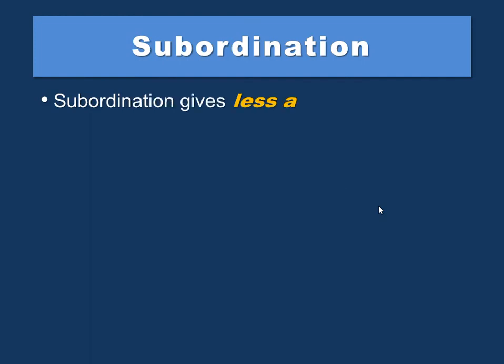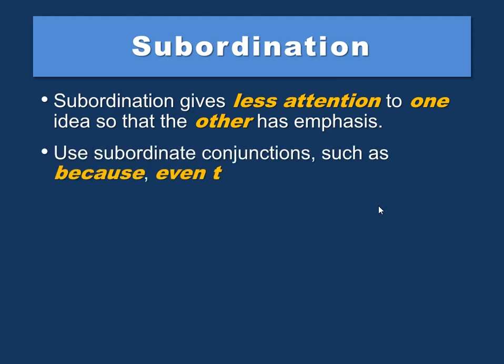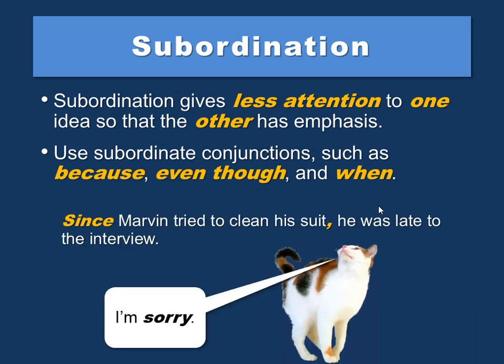Subordination gives less attention to one idea so that the other has emphasis. Use subordinating conjunctions such as because, even though, and when. Marvin tried to clean his suit. He was late to the interview. Since Marvin tried to clean his suit, he was late to the interview. So, cleaning the suit caused Marvin to be late to his interview, and the cat is sorry.